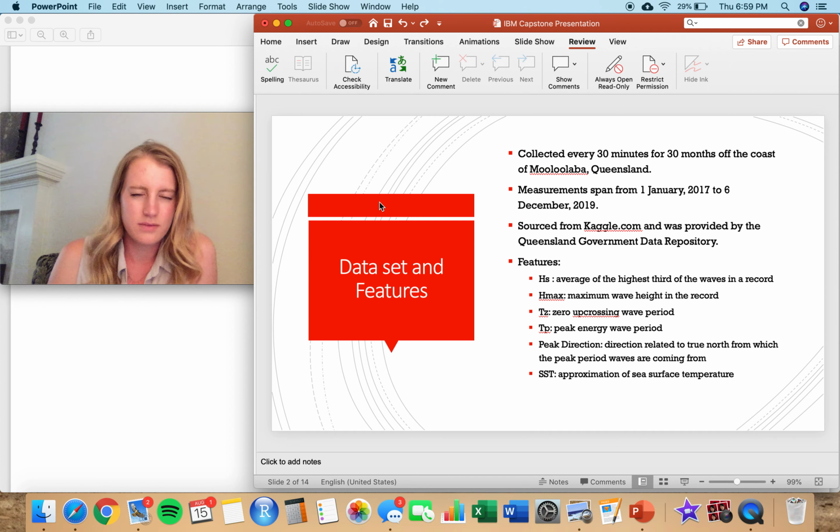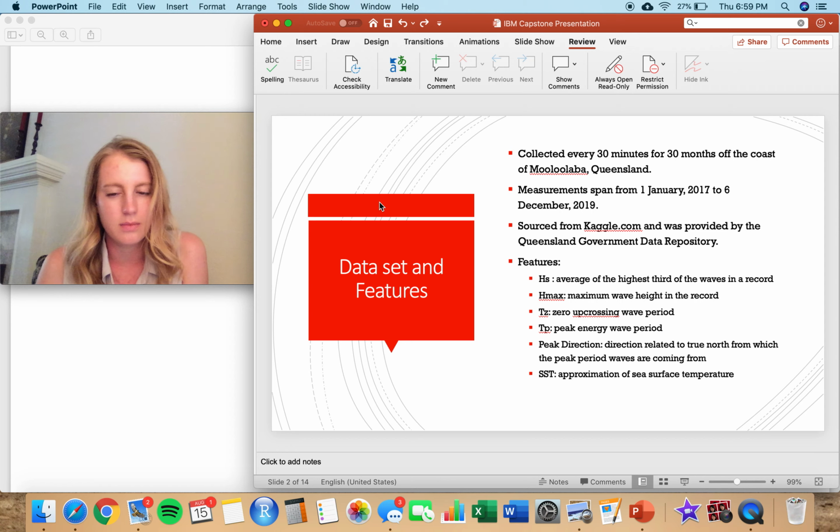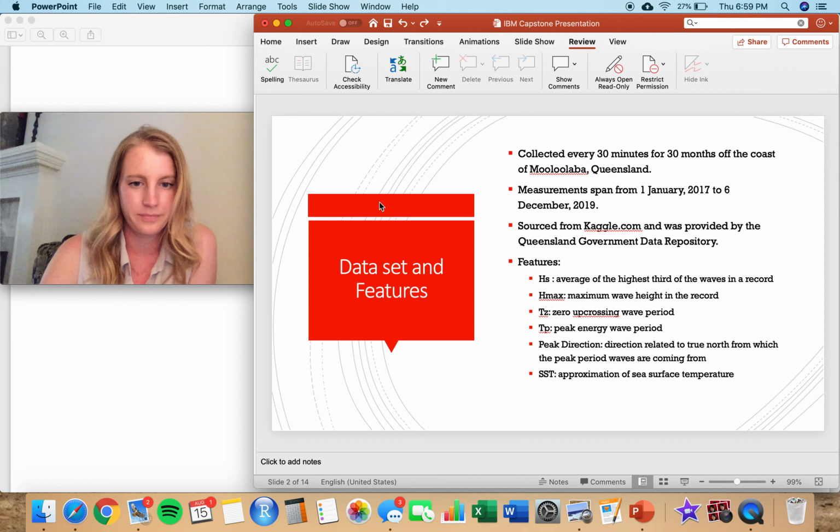There are 6 features on top of date, which is when the observation was recorded, date and time. These include HS, which is the average of the highest third of the waves in a record, Hmax, which is the maximum wave height in the record, TZ, which is zero upcrossing wave period, TP, which is peak energy wave period, peak direction, which is the direction related to true north from which the peak direction waves are coming from, and SST, which is the approximation of sea surface temperature.